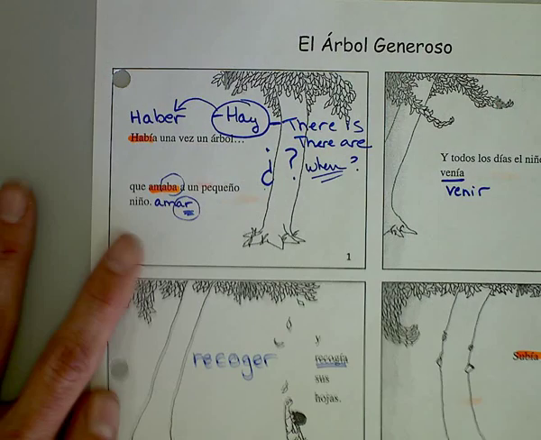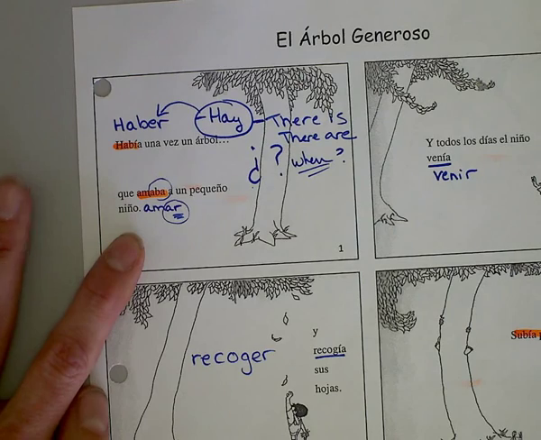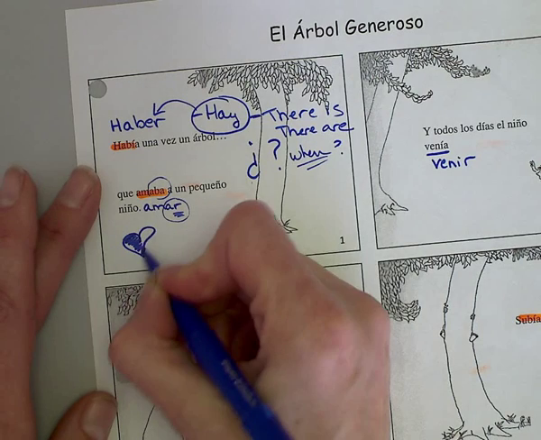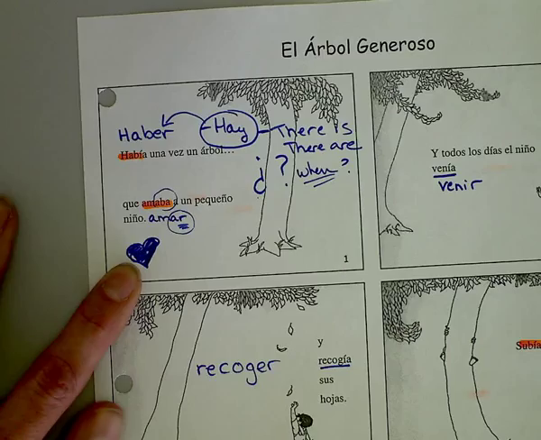What's amar mean? To love. So we have loved.